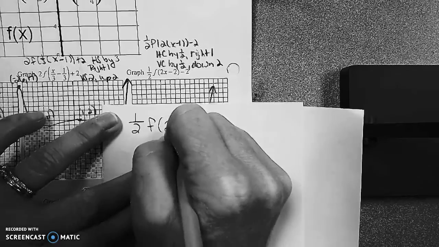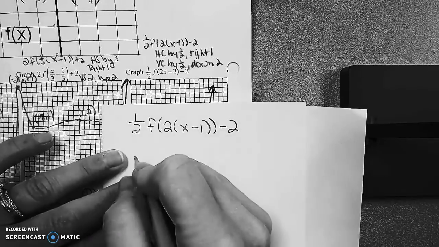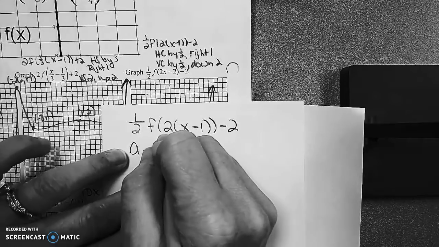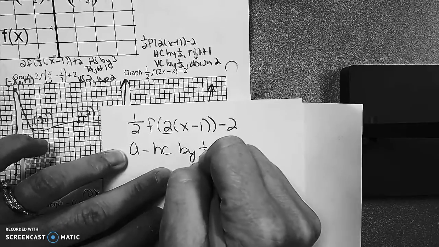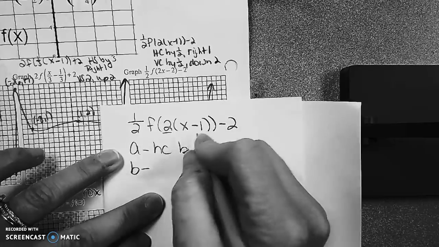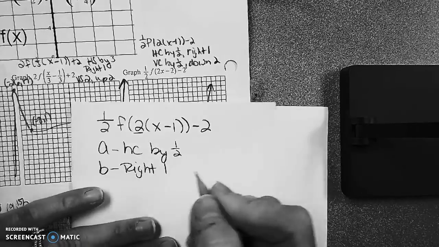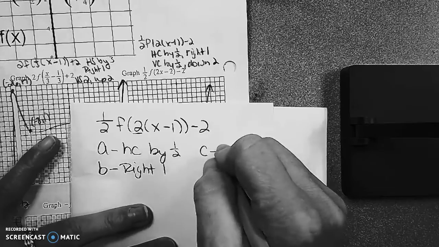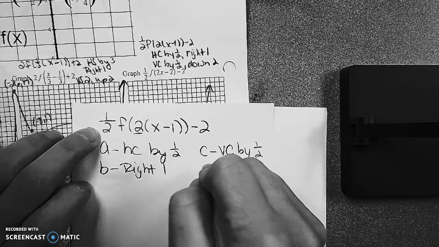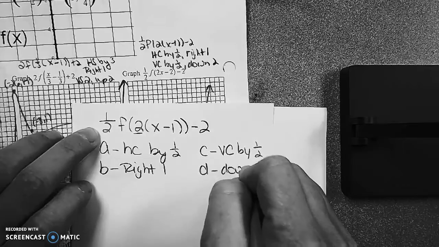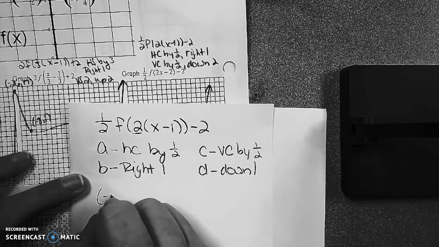So as we look at graph 3, once again, I am going to factor here. A is going to be a horizontal compression by 1/2. B is going to be right 1. C is a vertical compression by 1/2. That's outside. And D is down 1. So I can go through this same process once again.